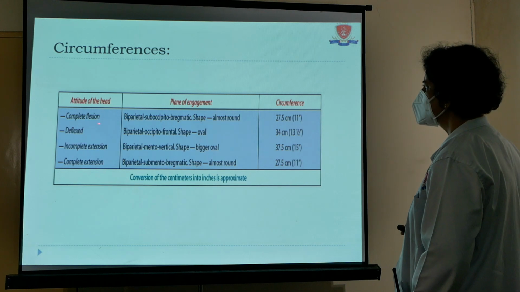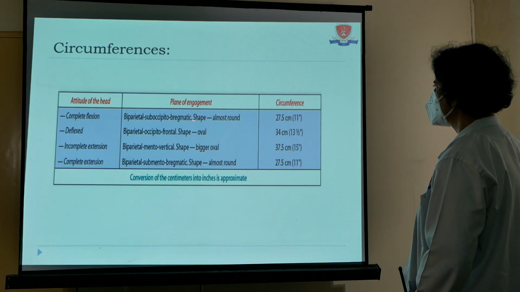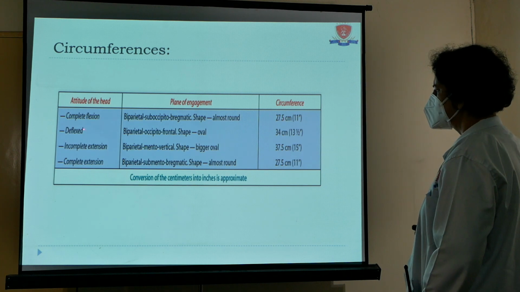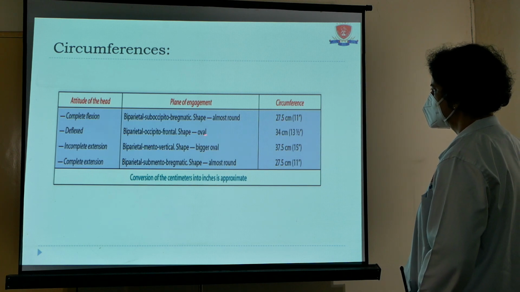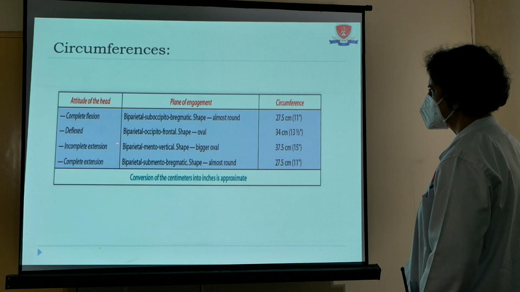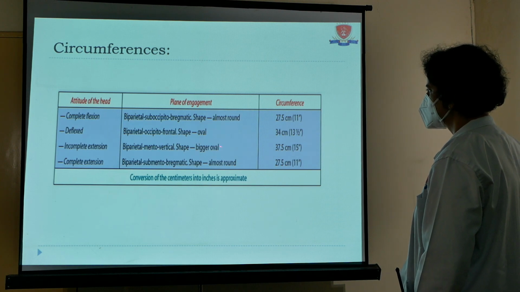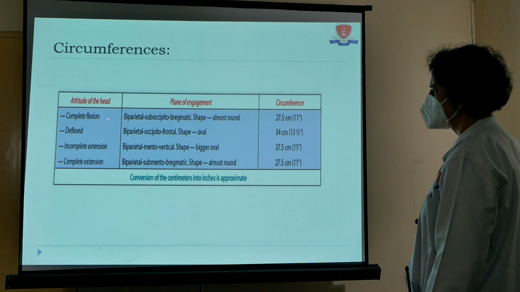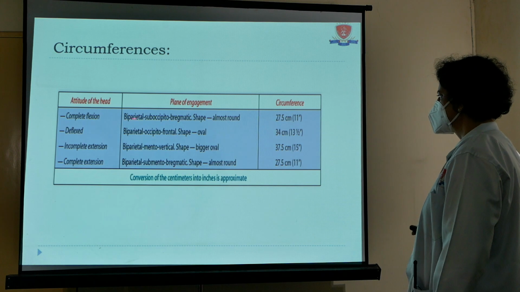So when the head is in complete flexion, that means suboccipitobregmatic, it is round in shape, 7.5 centimeter. And if it is deflexed, then it is occipitofrontal, and the shape is oval. Incomplete extension, mentovertical, is a bigger oval, and complete extension is again almost round. So whether it is complete flexion or complete extension, the shape is almost round.